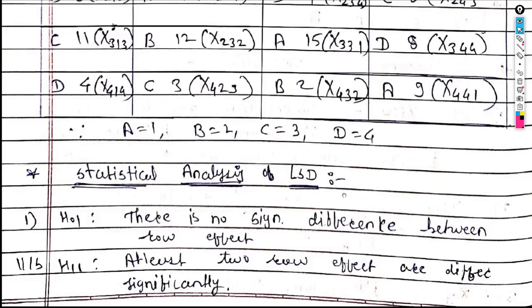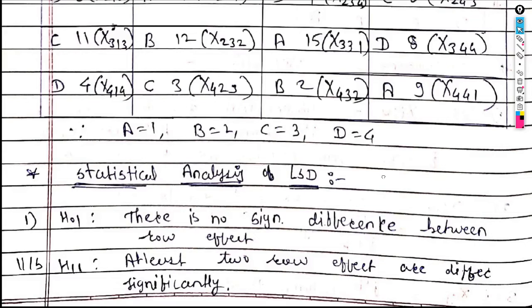So, we discussed one real life situation for rocket propellants. In that we consider our row effect as operators. So we consider 5 operators, 1 2 3 4 5, and we check the effect of those operators. So how do we define the hypothesis for that problem? There is no significant difference between different operators. So this is our row effect.